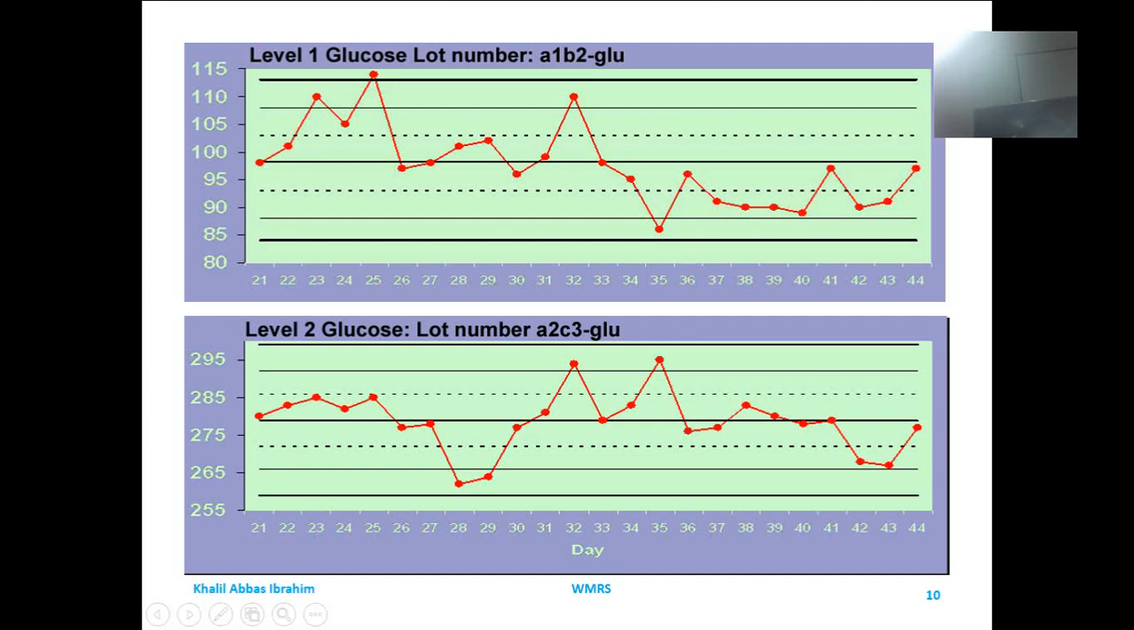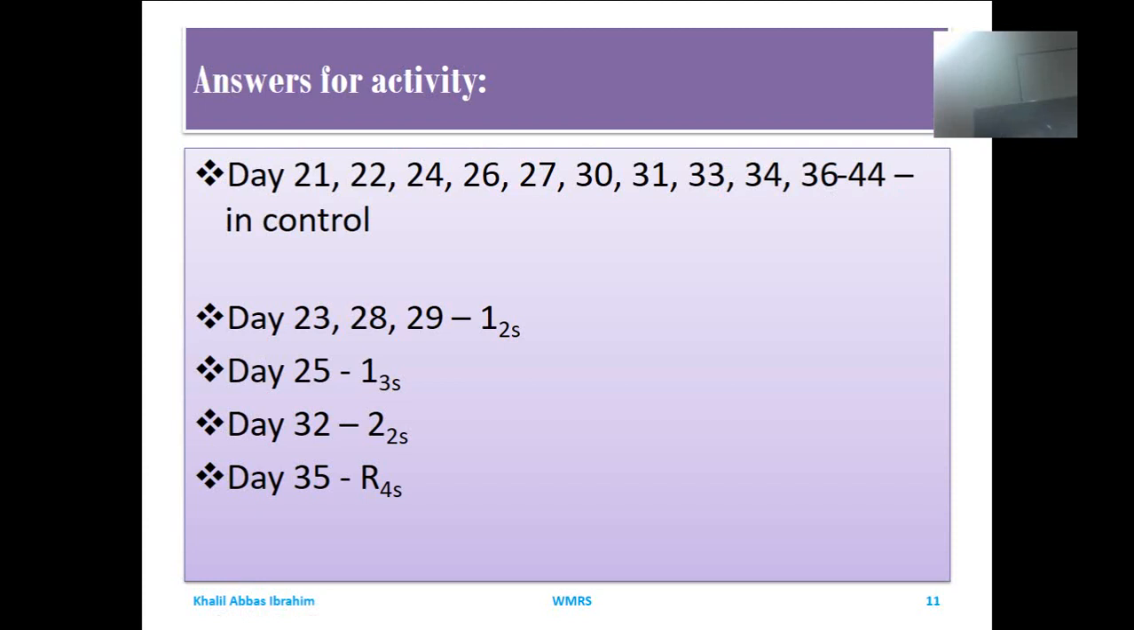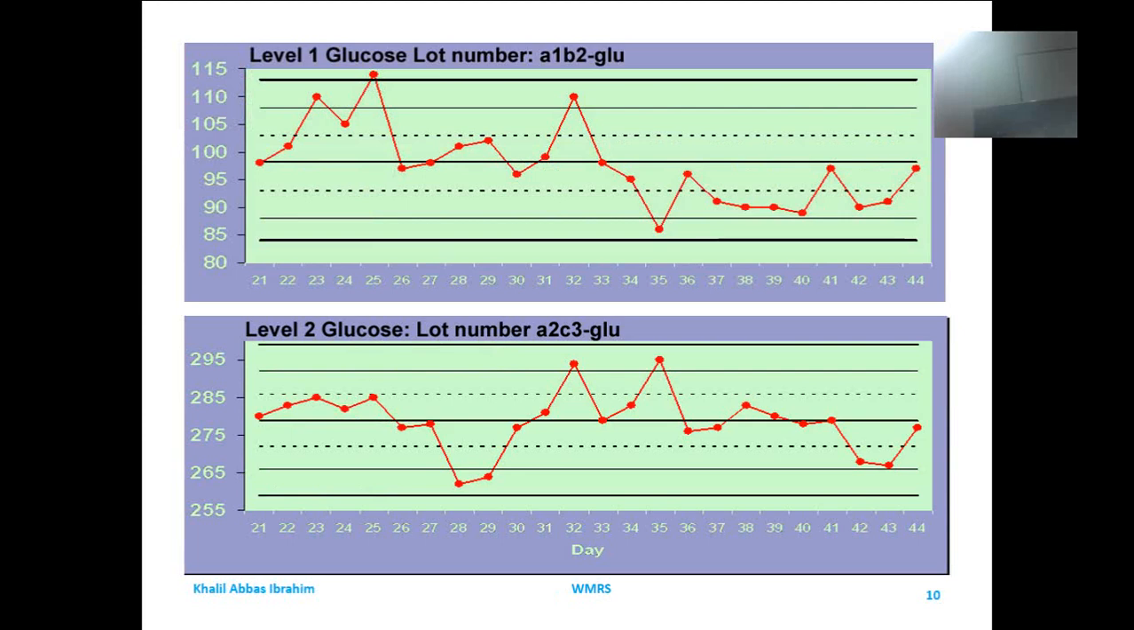in the same days, starting from day 21 to day 44, and these are the measurement values which have been obtained. I would like everyone to analyze those problems and point out the abnormalities or the normalities which have been indicated by those two graphs, as indicated by Westgard rules.